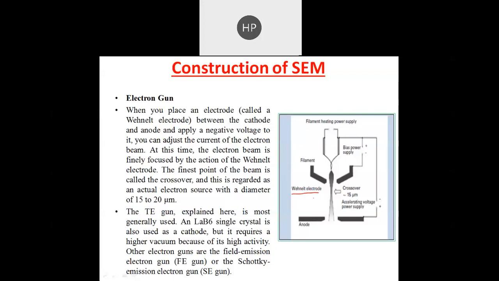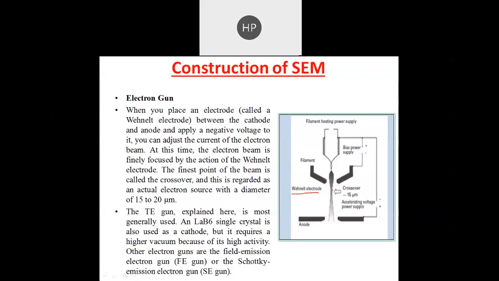And at this time the electron beam is finely focused by the action of the Wehnelt electrode. That's why this Wehnelt electrode, or cylinder, is required, because we have to concentrate that beam into a very narrow path, and to do so we have to pass a current so that it can be focused, and the finest point of the beam is called the crossover.